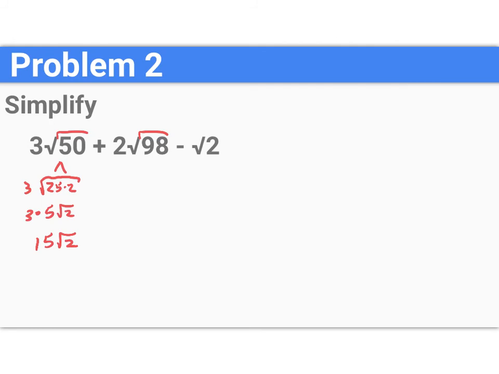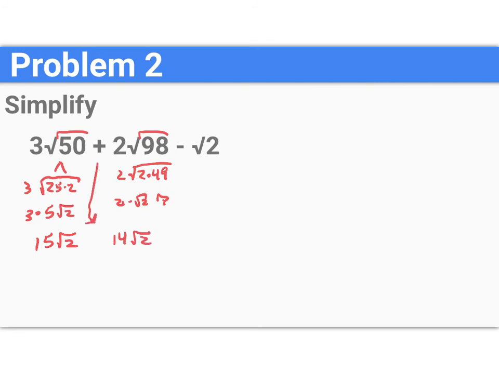Let's see, what does 98 break down into? So 2 times 49. Oh, look, the square root of 49 is 7. So we're left with root 2 times 2. 2 times 7 is 14 root 2.